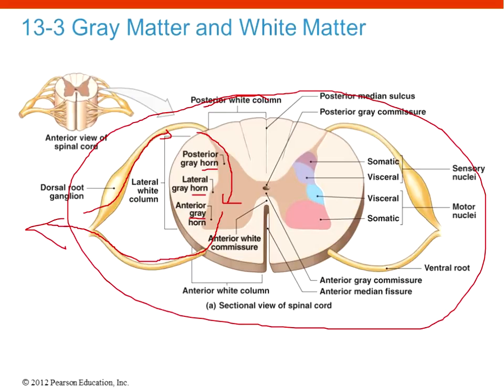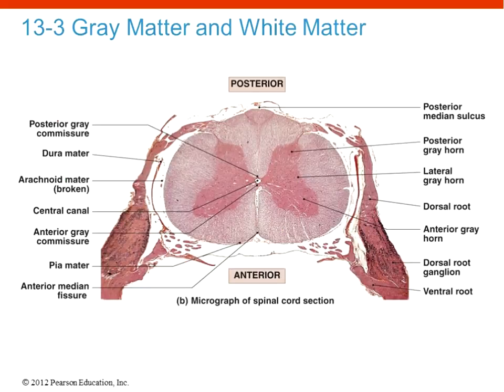And then the white matter is organized into what we call columns, right? So you have posterior white column, lateral white column, anterior white commissure, and you can see those areas where information can cross over, right? Because here you have your posterior median sulcus, here's your anterior median fissure. We have this little space here. So if information does need to cross over to the other side, that's where that's going to happen. Okay? So just make sure you have a good understanding of how the spinal cord is organized with the gray matter and the white matter, and have a really good understanding also of the dorsal pathway and the ventral pathway, and that means sensory information coming in, motor information going out.